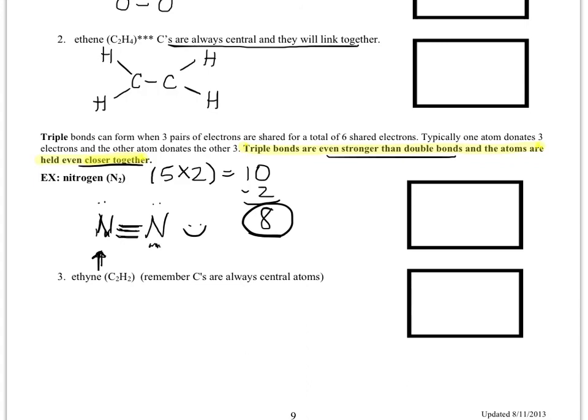Nitrogen is 1, 2, 3, 4, 5, 6, 7, 8. And this one has 1, 2, 3, 4, 5, 6, 7, 8. This one's happy too. Yay! You don't have to draw the smiley faces. Duh. Okay, so that means we're good because we've only used a total of 10 electrons. We haven't used more than we were given, and we have gotten 8 electrons around all of them. So I'm going to redraw it since it got a little messy. And there's my final picture.